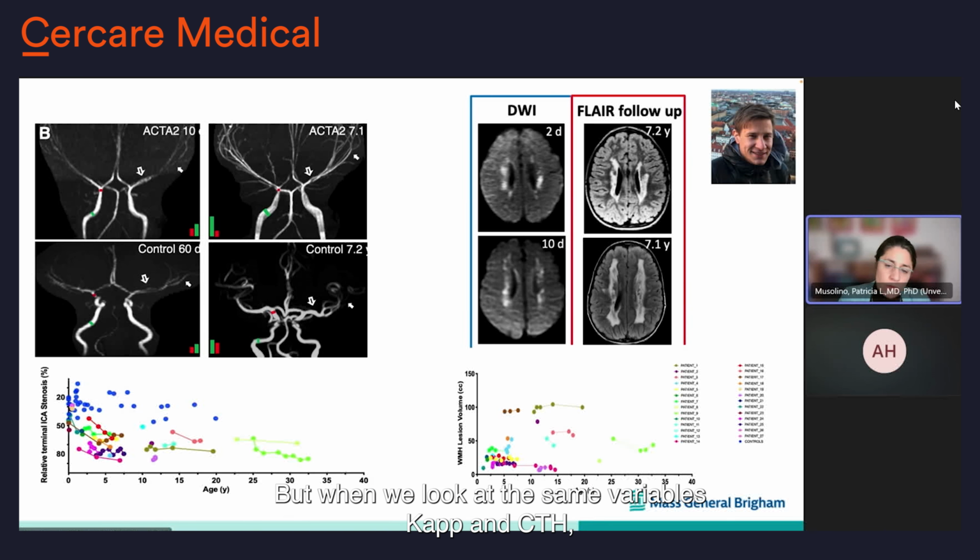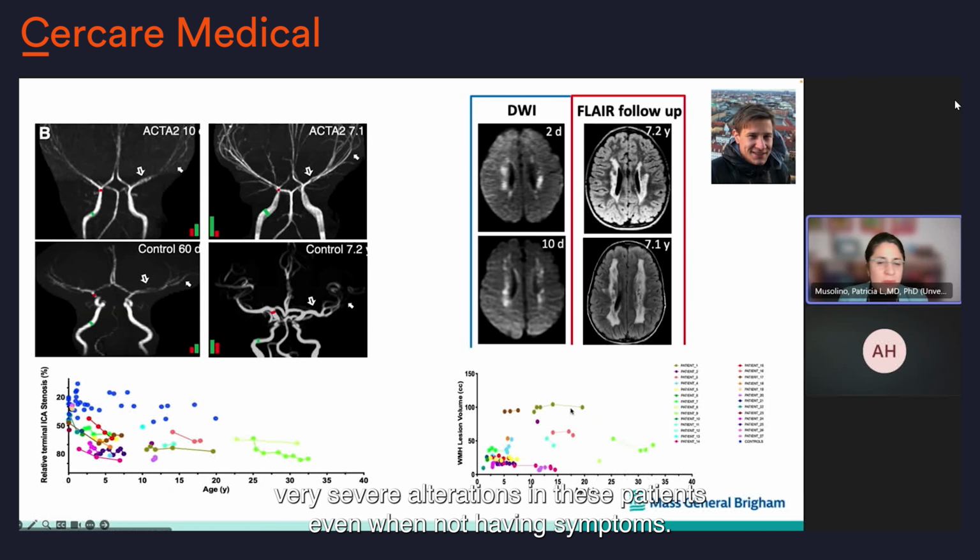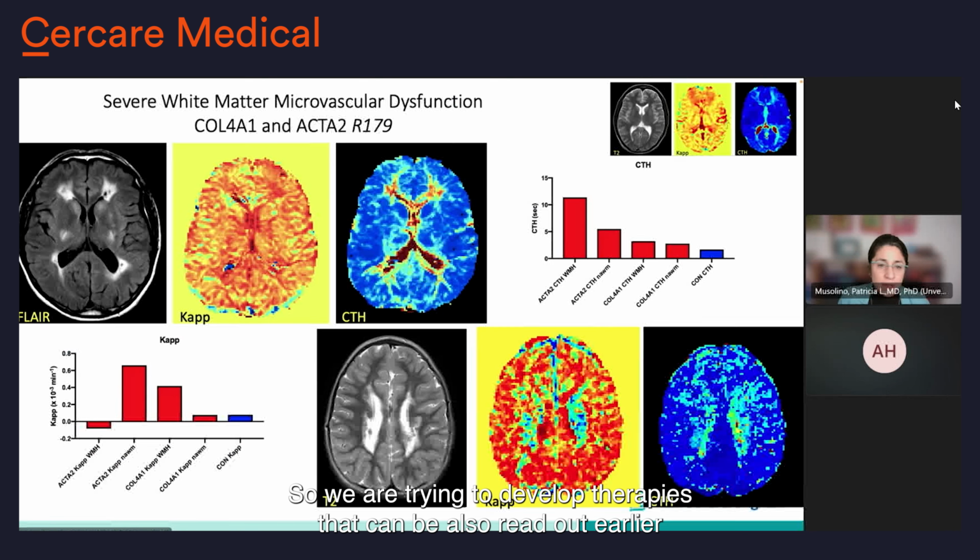But when we look at the same variables, K-up and CTH, we did find, in both abnormal and normal appearing white matter, very severe alterations in these patients, even when not having symptoms. So we are trying to develop therapies that can also be read out earlier, before we see a clinical endpoint, to know that we have a therapeutic effect.